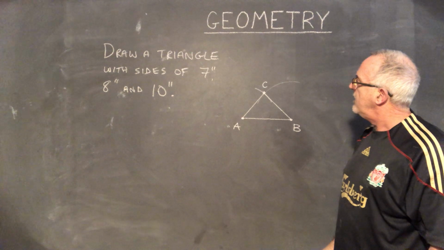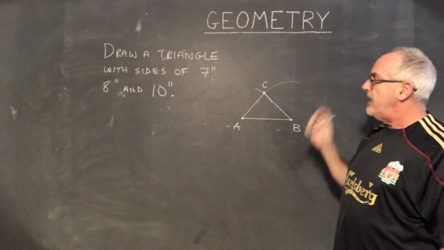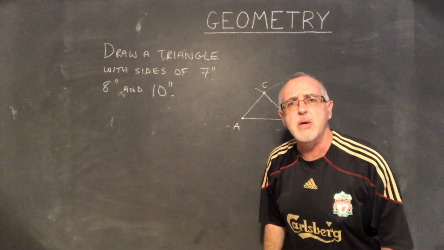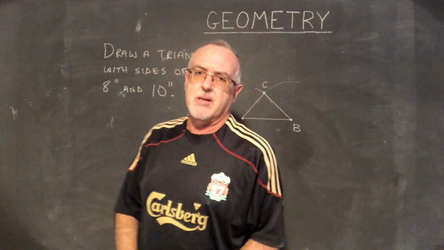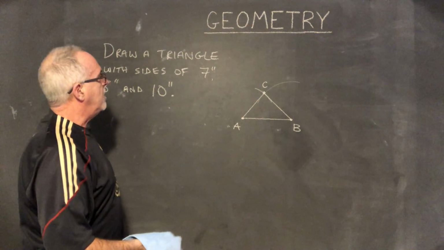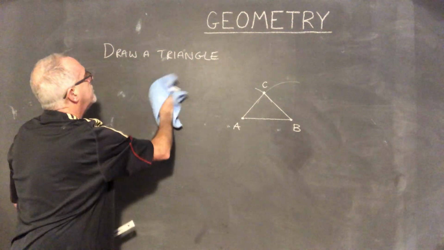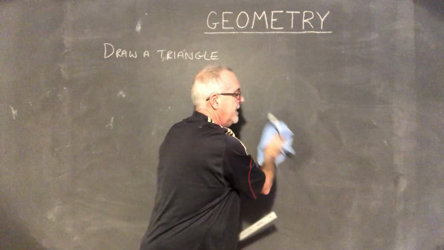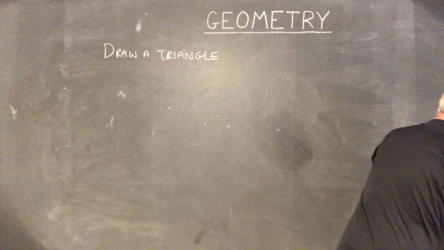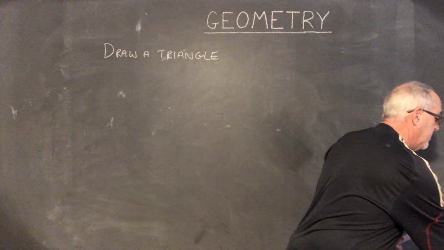The method's cool. Where the two arcs cross is the point that you need. And if you didn't know this method, well, how would you do it? It would have to be trial and error, and that's not the best way to do things. Having a method that you know will always work for this type of question is the best way. I'm going to erase everything except the draw a triangle part, and I'm going to do my next type of draw a triangle question while sneaking a look at the time.